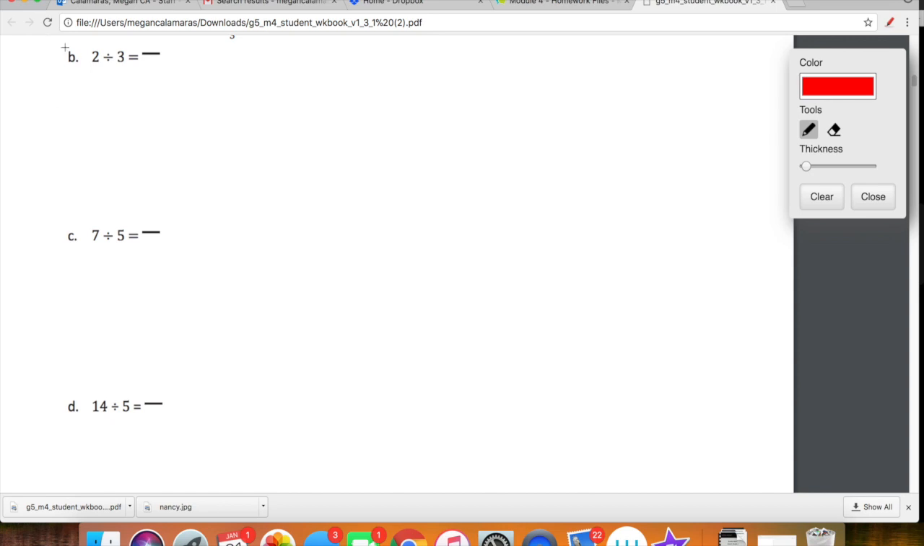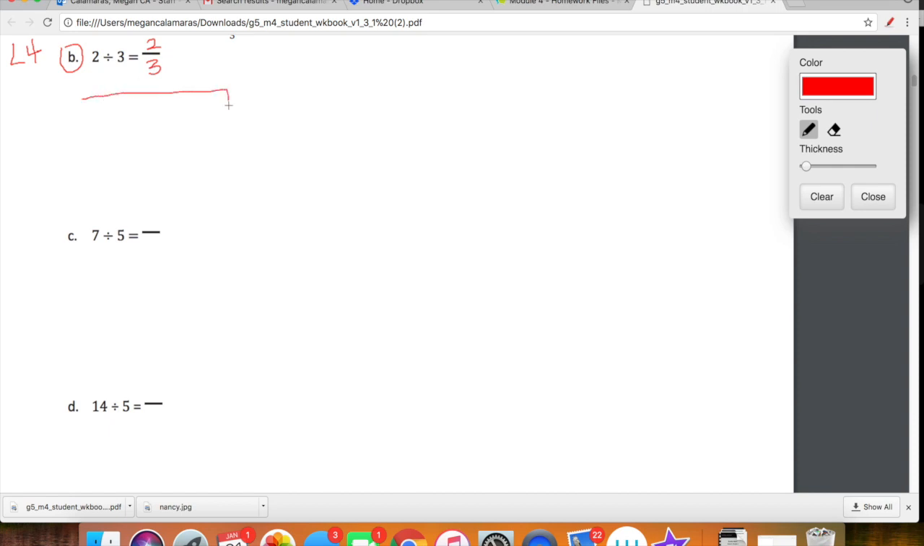Okay, kiddos, so we are in lesson 4. Our learning target in lesson 4 is to continue interpreting division. Now what we're going to do is start connecting these expressions to a tape diagram. So 2 divided by 3, you guys know by this point in our learning that 2 divided by 3 is the same as 2/3. What we're going to do is draw a tape diagram.